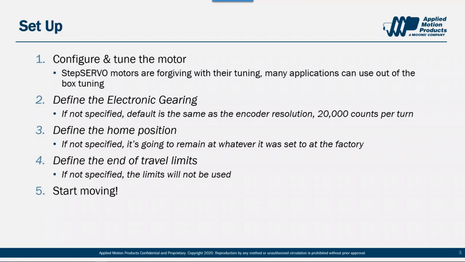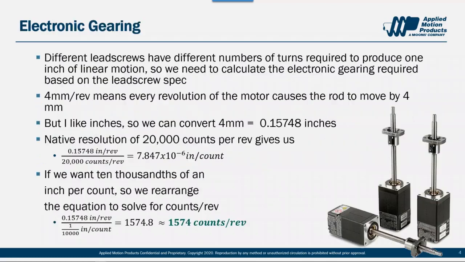Those are the software limits that are going to be burned into the motor to say, okay, never exceed this point or this point. And then finally, we're ready to start moving. So let's tackle electronic gearing first. Different lead screws have different numbers of turns required to produce 1 inch of linear motion. So we need to calculate the electronic gearing required based on the lead screw spec.